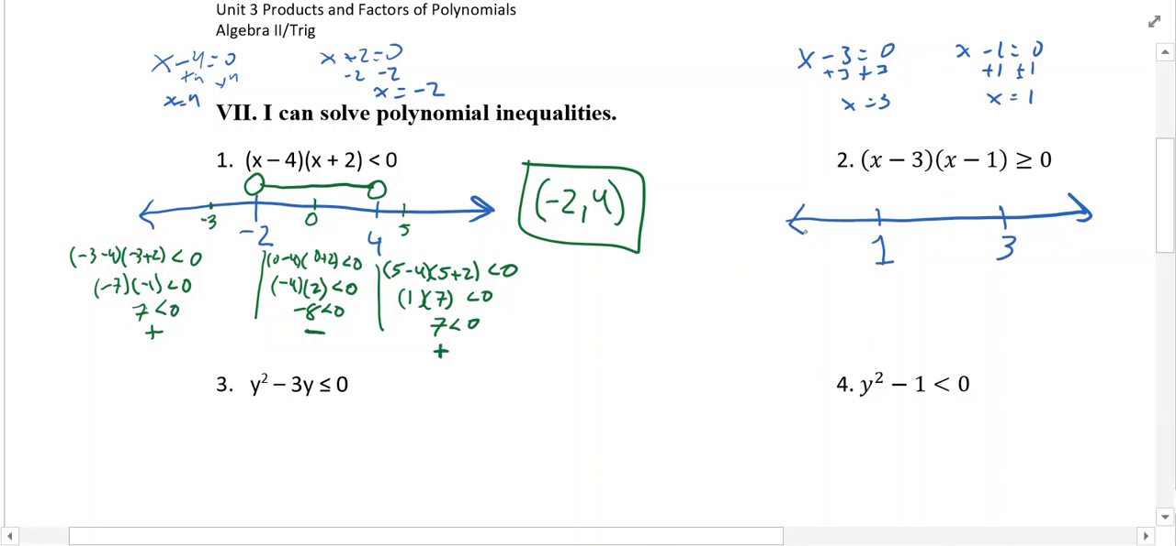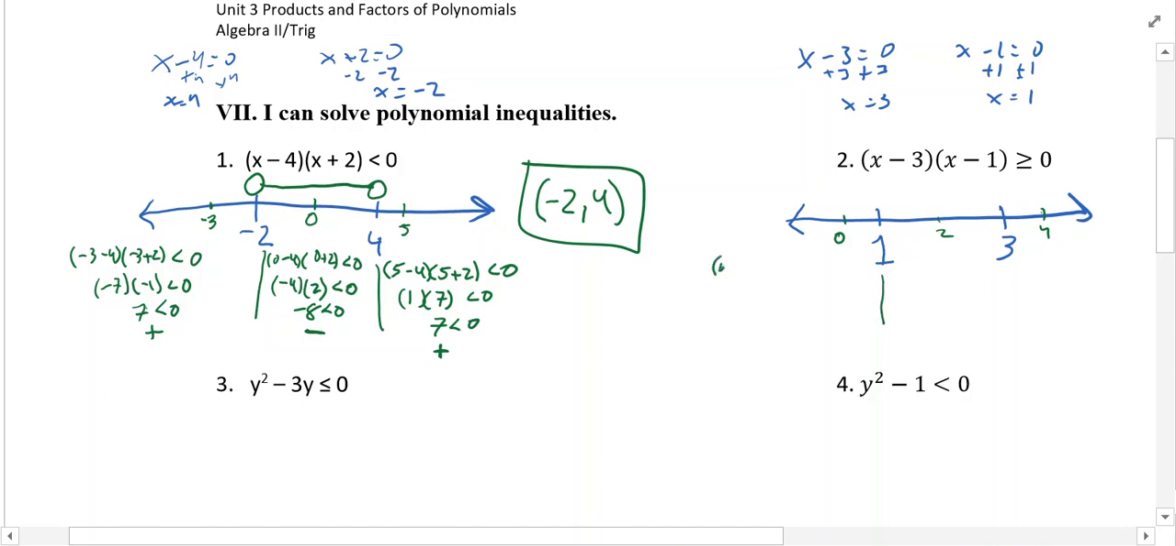You pick a number to the left of your root. So I'm going to pick 0. You pick a number in between your roots, so between 1 and 3, so 2. And then you pick a number to the right, so I'm going to pick 4. All right, so now we have to plug these numbers in and see where the true area would lie. So I'm just going to draw a little line here. Okay, so I'm going to plug in 0 to my equation.